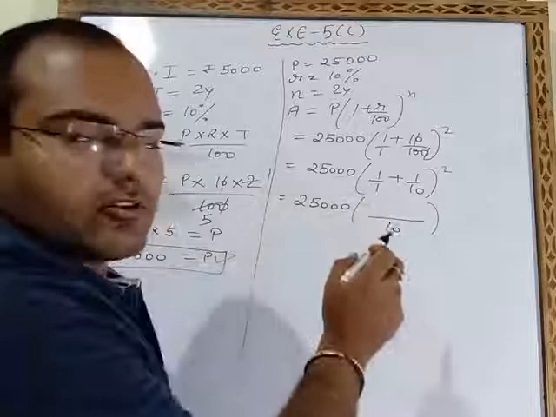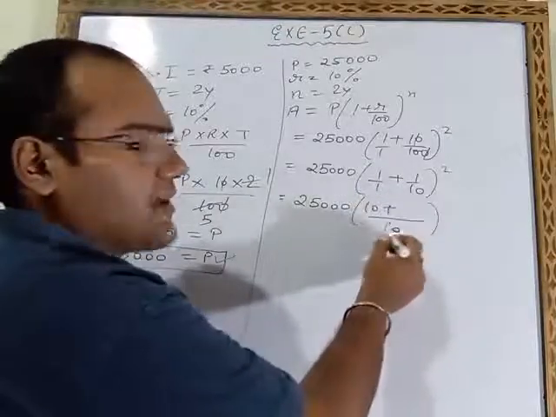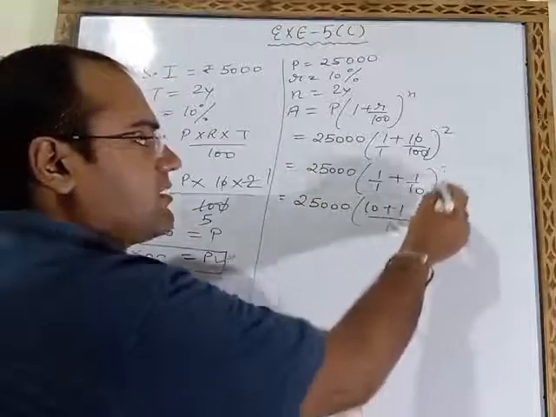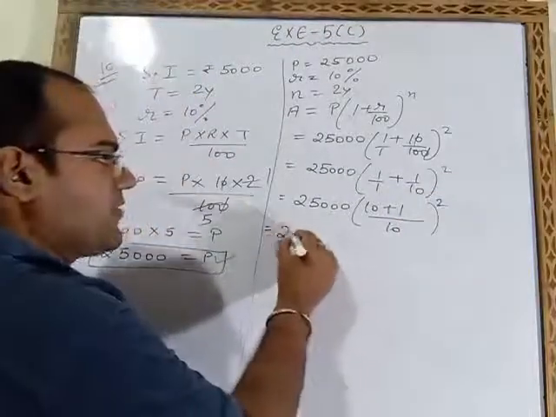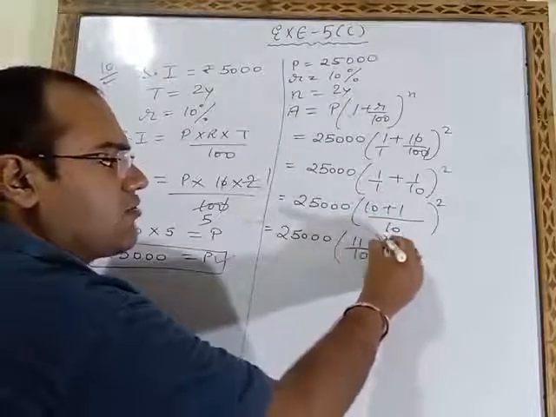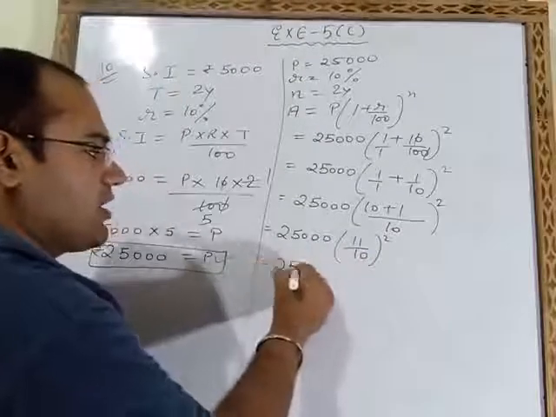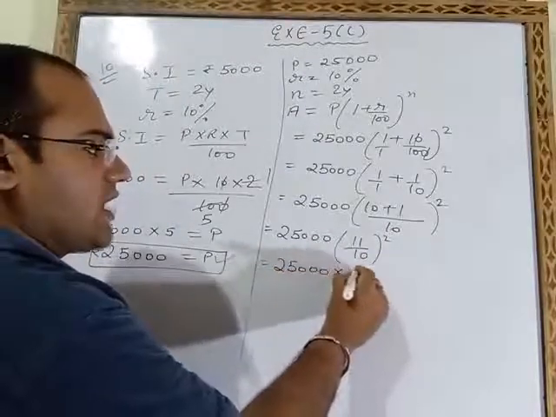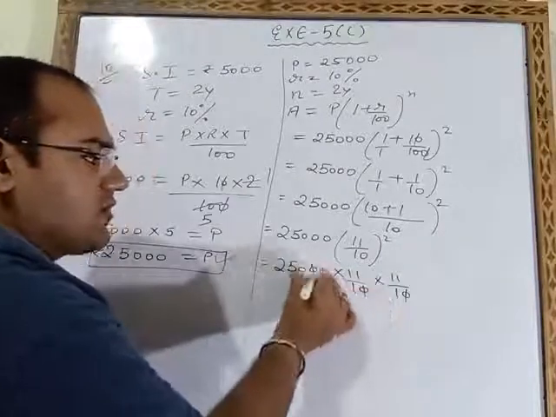After that 1 10 ja 10 होता है. 1 10 ja 10 into 1 will be 10. 10 1 ja 10. 1 into 1 is 1. Whole square we have to write as it is. Now 25,000 10 plus 1 will become 11 upon 10 whole square. Next step is we have to write it 2 times. 25,000 into 11 upon 10 into 11 upon 10. Last 2 0 will get cancelled.